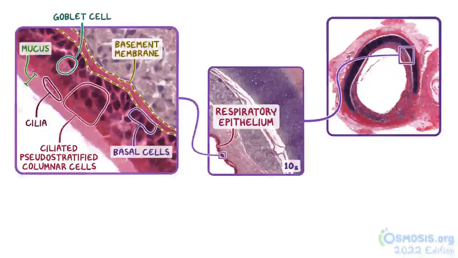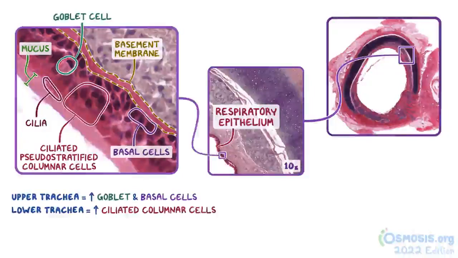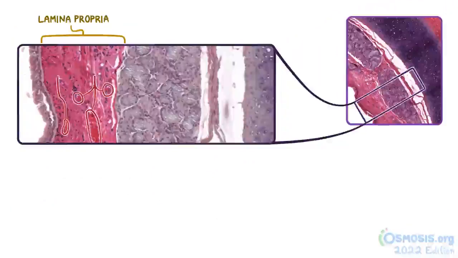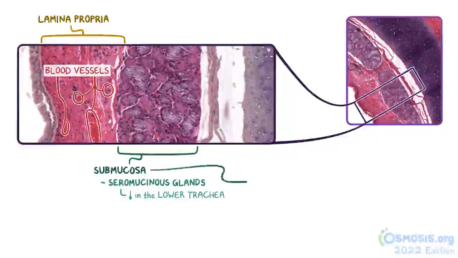The proportions of these cells will vary based on their location within the trachea. So the upper trachea will consist of more goblet and basal cells, while the lower trachea will have more ciliated columnar cells. The layer just below the respiratory epithelium is the lamina propria, which consists of loose connective tissue and is also highly vascular, as you can see by the large number of blood vessels within this layer. Moving deeper, the next layer is the submucosa, which contains many seromucinous glands that are less abundant in the lower trachea compared to the upper trachea.